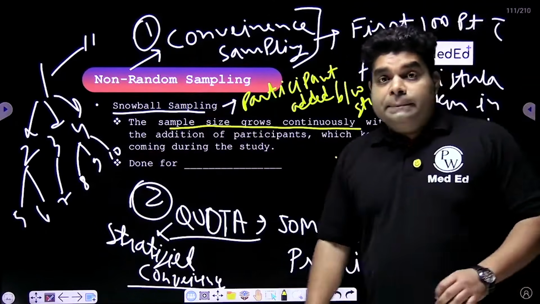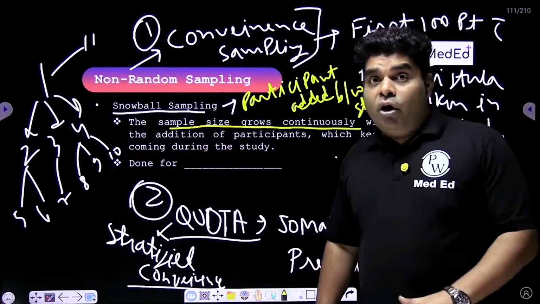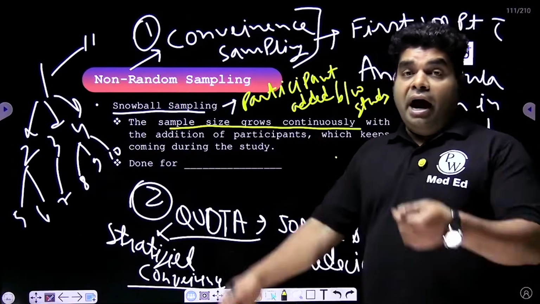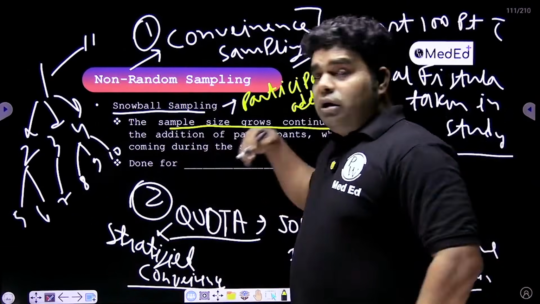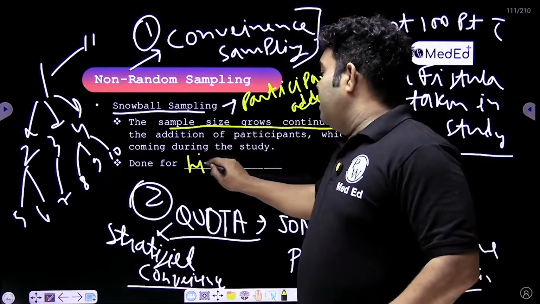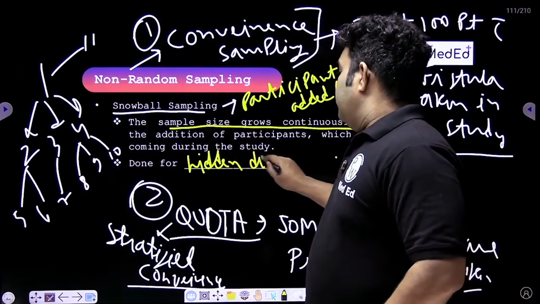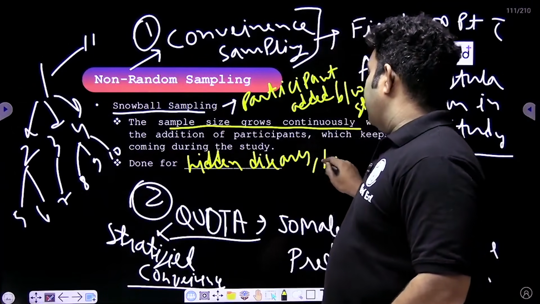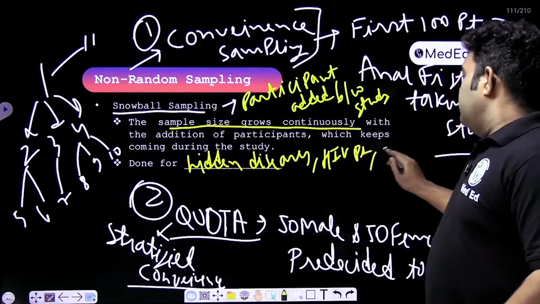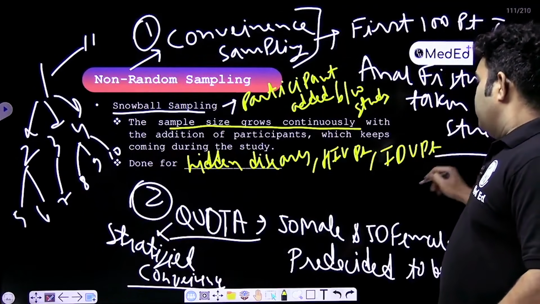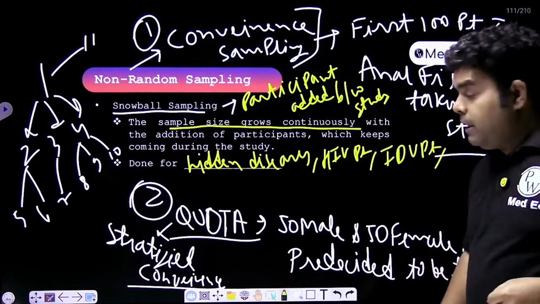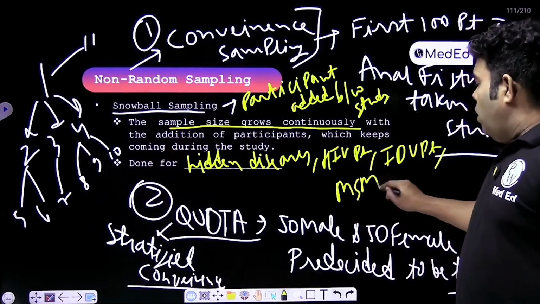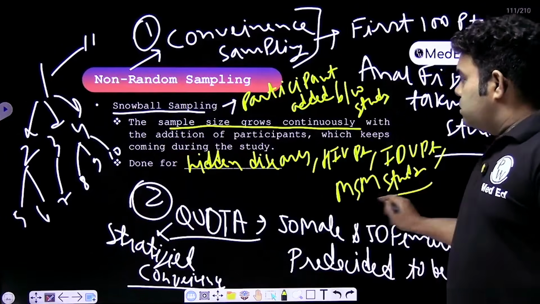The second question they ask is, which of the following sampling is done for MSM patients, IDU, meaning intravenous drug user patients. So all the diseases which are hidden in society, these hidden diseases like HIV patient study, intravenous drug user patient study, inhalant intoxication study, which I just told about, sniffing, or MSM study, all are done by snowball sampling.